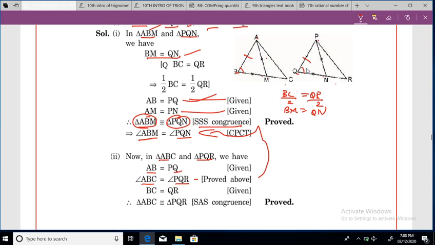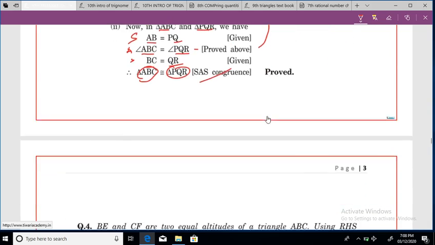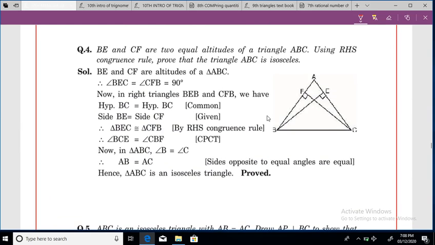Okay. So third one is BC equal to QR. In given condition BC is equal to QR. Okay. We written here. So take SAS, or perpendicular is not there, right, so we must take SAS. So ABC is congruent to PQR. So hence proved. Okay. So fourth question.